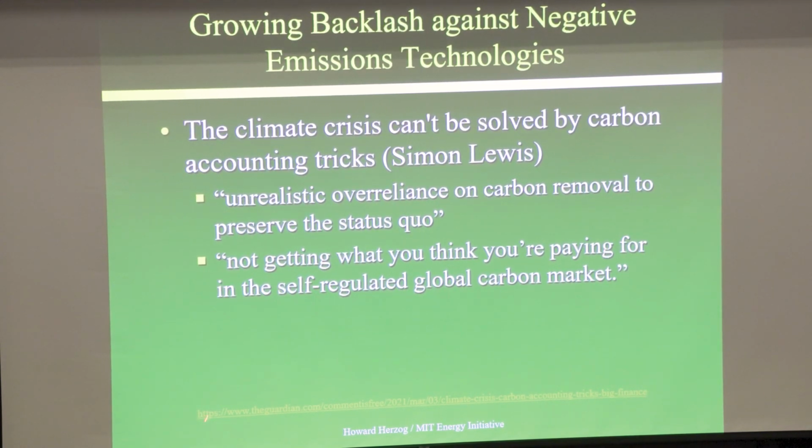This is, I think, a commentary from The Guardian, just to give you a sample of what people are saying. They talk about unrealistic over-reliance on carbon removal to preserve the status quo. And as I say, if you're going to use carbon removal to preserve the status quo, that's not the way to think about it. The number one thing is to reduce emissions as quickly as possible. But at least certain companies are using this to offset emissions and not doing enough to reduce their emissions today.